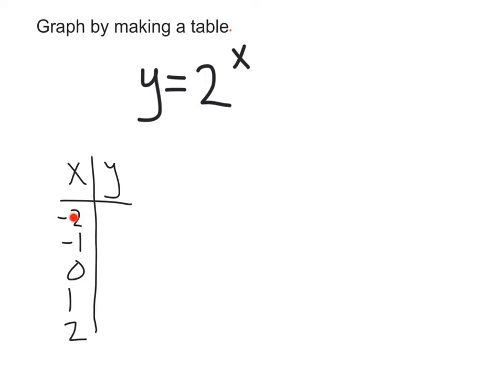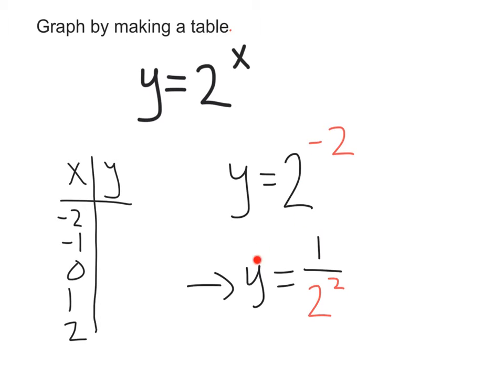So if we plug in -2 for x, we get y equals 2 to the -2. Now keep in mind, when you have a negative exponent, we could flip that. We could take the reciprocal and change that to a positive exponent. Doing that, we'll get y equals 1 over 2 to the positive 2, or 2 squared. And that's going to be 1 over 4. 2 times 2 is 4, so 1/4. So on our graph at x equals -2, the y value is 1/4.